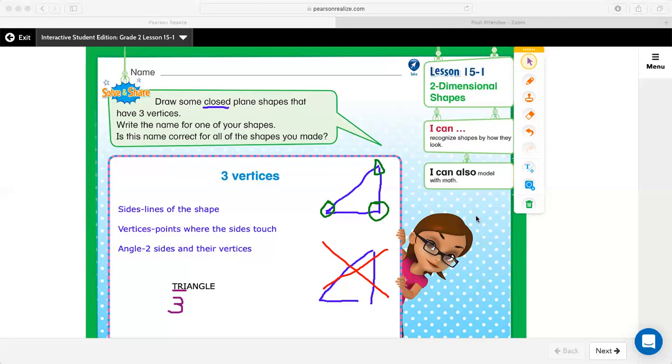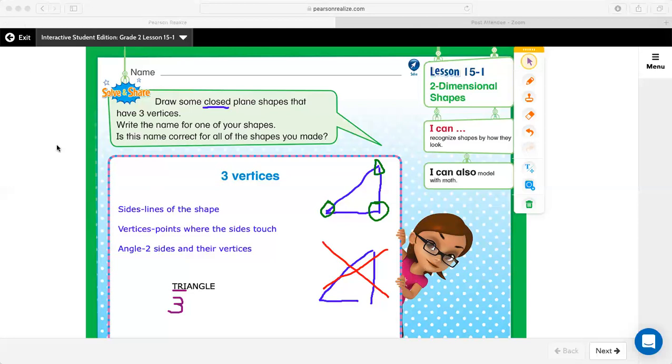Now let's go down to Sean's work and see what happened here with Sean. Okay? They wanted closed plane shapes, which he has. All of the sides touch, so that's a closed shape. They're all flat, which makes them plane shapes, 2-dimensional. And he has one shape that has 3 vertices, a triangle. But then he has a shape that has 1, 2, 3, 4 vertices. Well, a shape that has 4 vertices cannot be 3 vertices, right? That doesn't make sense. And same thing here. He has 4 vertices. Well, that can't be right. So that's why Rebecca's work is correct.